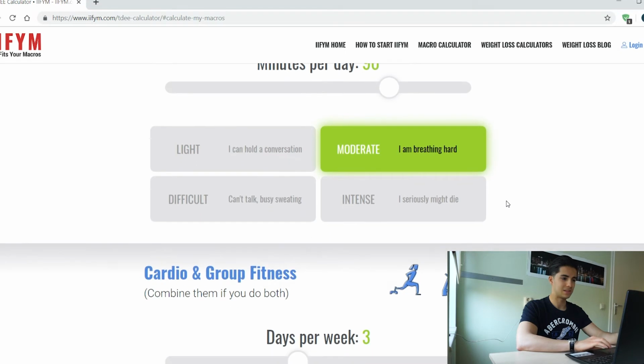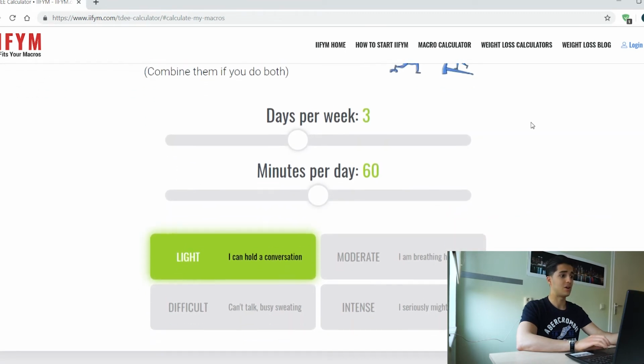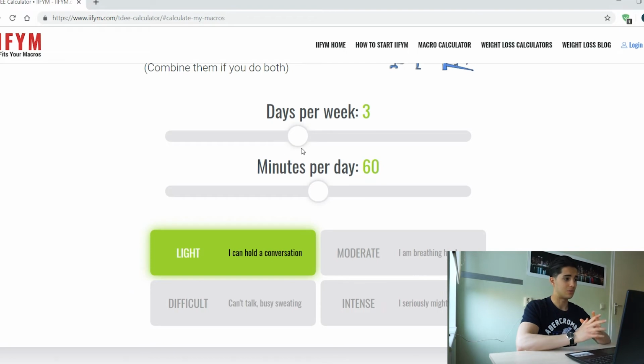And you know, intense, it says I seriously might die. That's maybe like CrossFit, kickboxing, boxing, really high intensity interval training. And difficult, I would say you're on the treadmill running, not really high intensity interval training. So I would go for just moderate cardio and group fitness. Okay, so how many days of cardio do you do a week? I want you to understand, you don't have to do cardio to lose weight. You can reduce your food intake, but honestly, I like to do cardio because I can eat more.